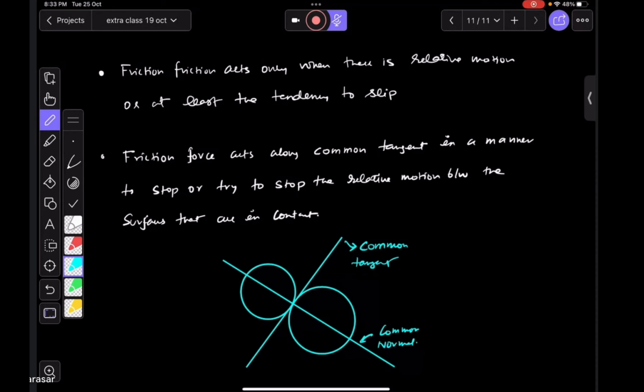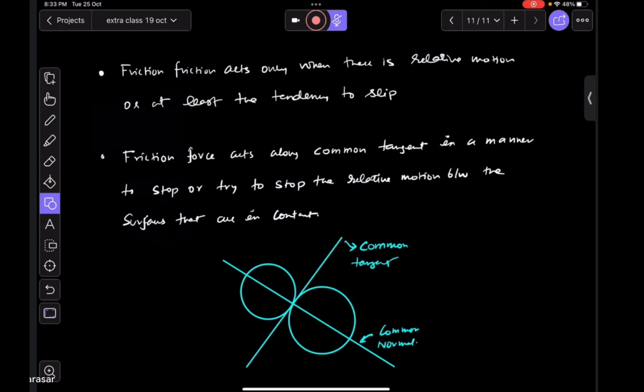Friction force acts along the common tangent in a manner to stop, or try to stop, the relative motion between the surfaces. That is something I was going to explain. I'll tell you now only.